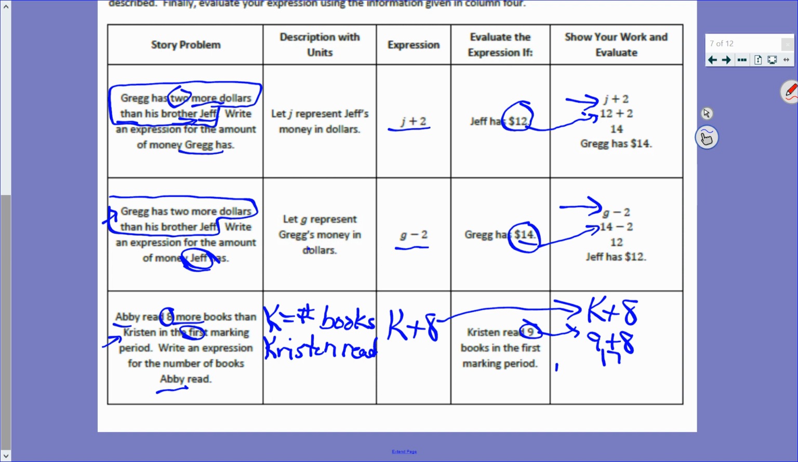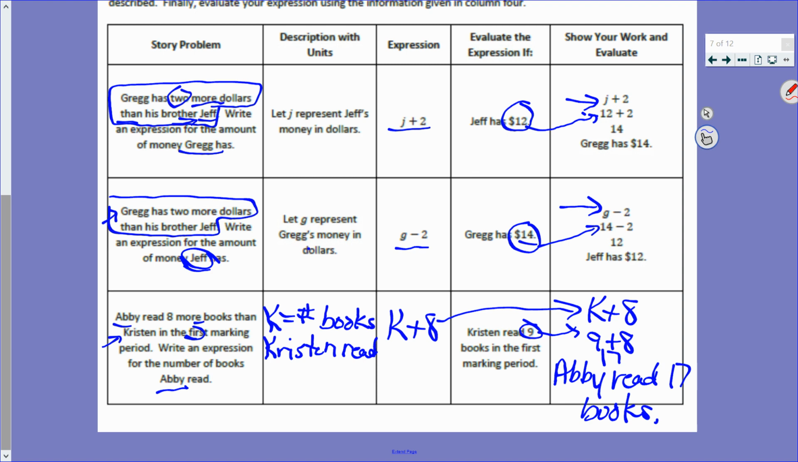So Abby read 17 books. Let's go back to our scenario, make sure it makes sense. Abby read 8 more than Kristen. If Kristen read 9, does it make sense that she read 17 for Abby? Yes. So everything checked. Sienna?